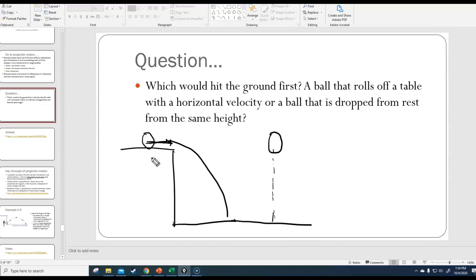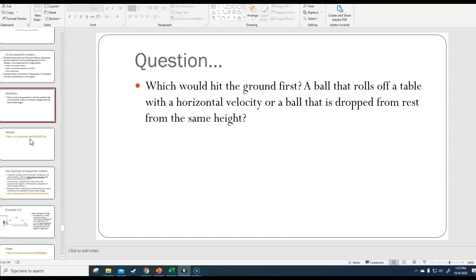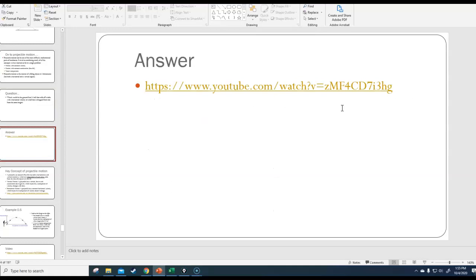And so the question is this: which of these two balls is going to hit the ground first? The one that rolls off the table, or the one that's dropped from rest from the same height? Okay, so see if you can answer the question. Okay, so I'm going to put a link to a short video clip I want you to watch where you can basically see this demonstration in action. Okay, so take a look at that video.